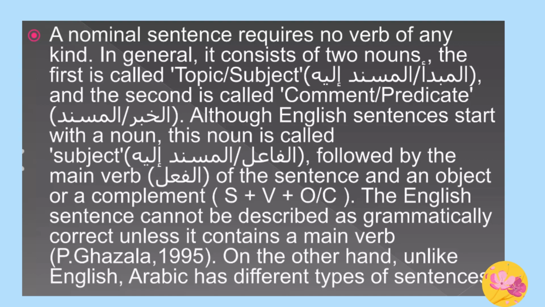Although English sentences start with a noun, this noun is called the subject, followed by the main verb of the sentence and an object or a complement. The English sentence cannot be described as grammatically correct unless it contains a main verb. On the other hand, unlike English, Arabic sentences do not need a main verb. They can use normal verbs and make us understand. It is simple. It's not complicated as in English.